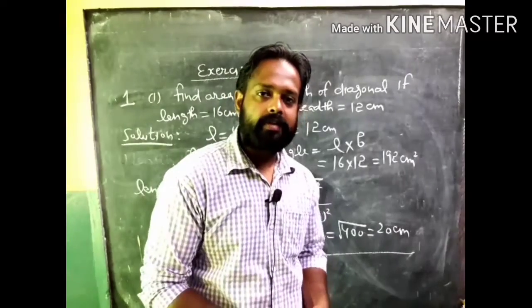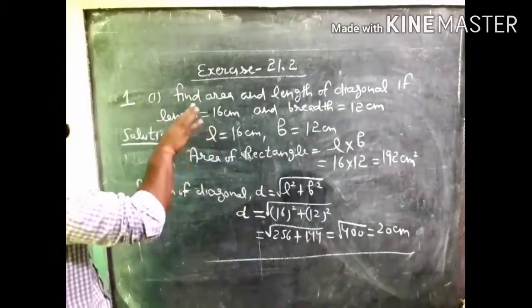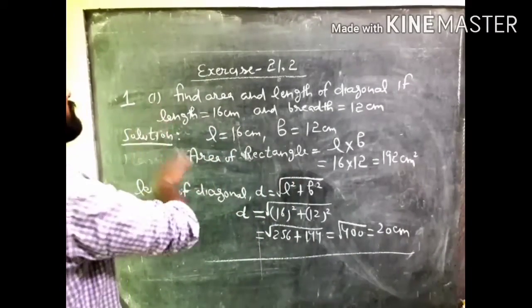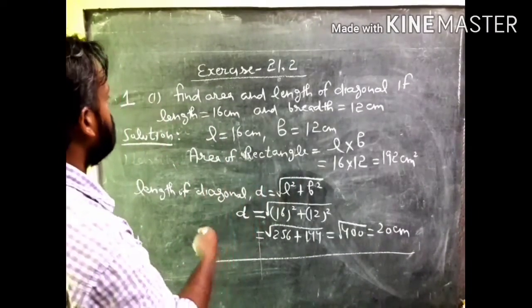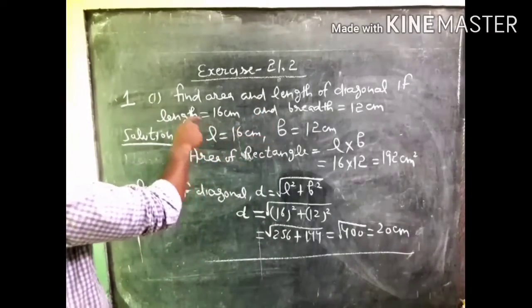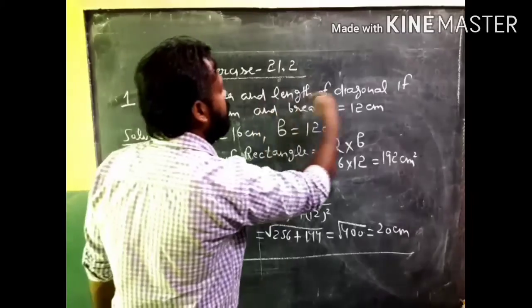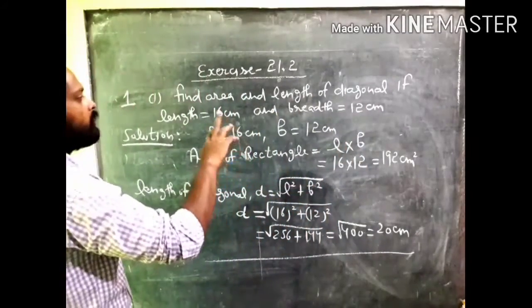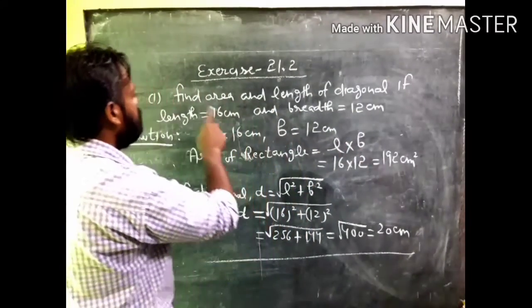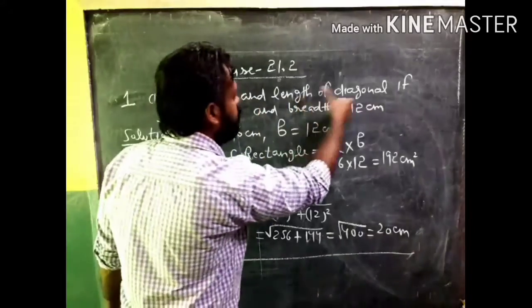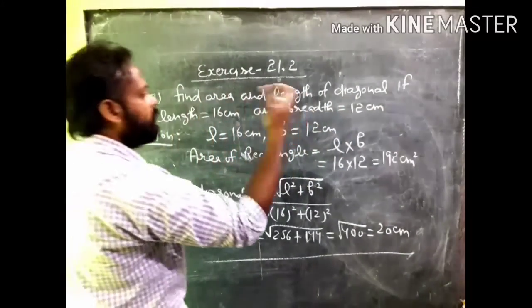Okay, now see its first sum. In this first sum it has two parts, and in the first part I am showing you how we can solve this one. First of all, see the statement. It is a very simple sum. You can see: find the area and the length of the diagonal, means two terms we have to find out in this sum, the area and the length of the diagonal of the rectangle.